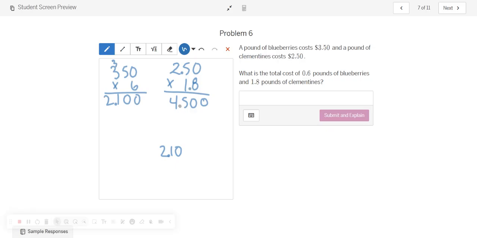But that just makes sense to me because I'm buying almost 2 pounds of this stuff. It's $2.50 per pound. I'm expecting it to be $4.50. I add those together, I get $6.60.